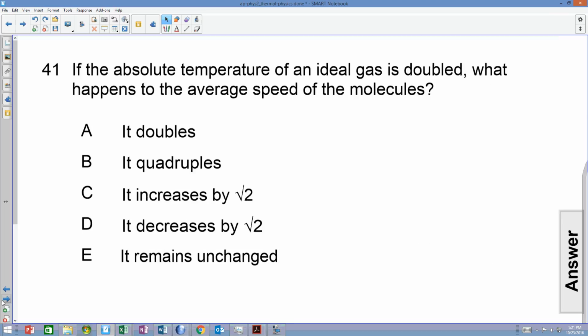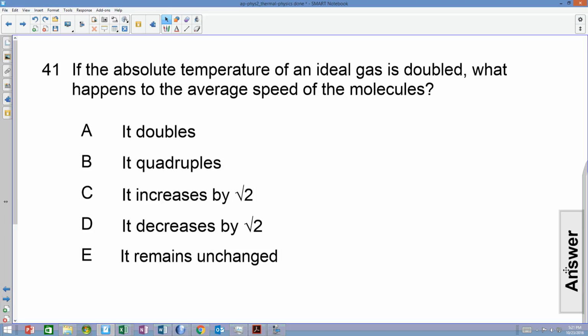If the absolute temperature of an ideal gas is doubled, what happens to the average speed of the molecules? A, it doubles. B, it quadruples. C, it increases by the square root of 2. D, it decreases by the square root of 2. E, it remains unchanged.